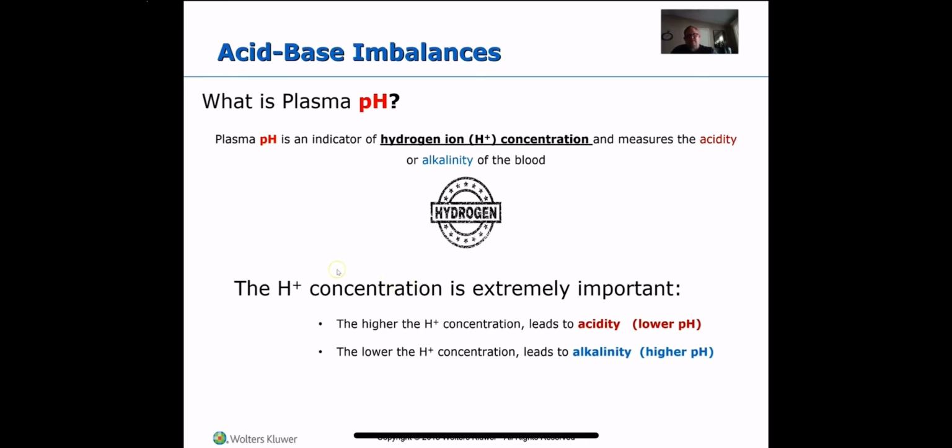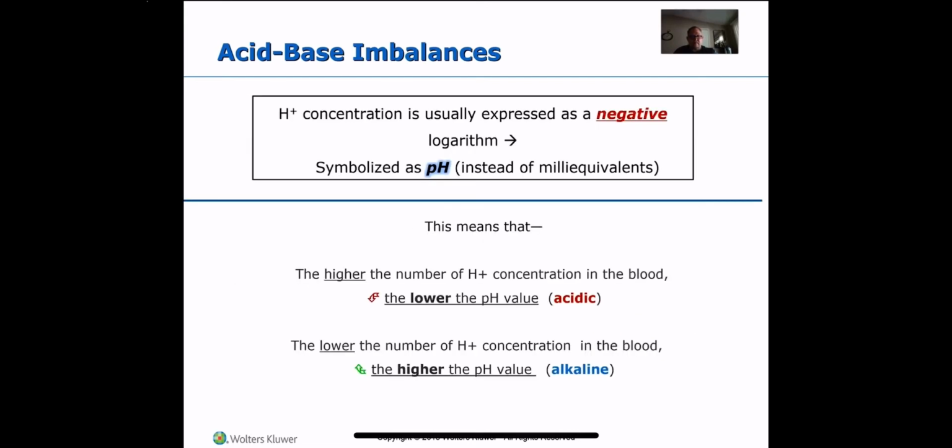What is plasma pH? Plasma pH is an indicator of the hydrogen ion concentration, and it measures the acidity or alkalinity of the blood. Hydrogen concentration is extremely important. It's kind of an inverse proportion of what you think it's going to be. The higher the concentration, the lower the pH. Sometimes it takes a second to think about that. If you have a lot of hydrogen, your pH is going down. If you have a little bit of hydrogen, your pH is going up. The concentration is usually expressed as a negative logarithm, so the higher the number of hydrogens, the lower the pH. We just went over that.